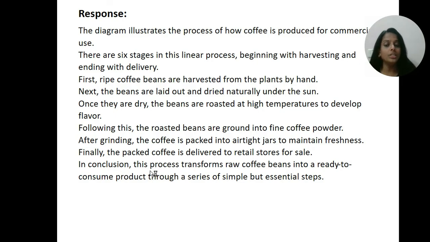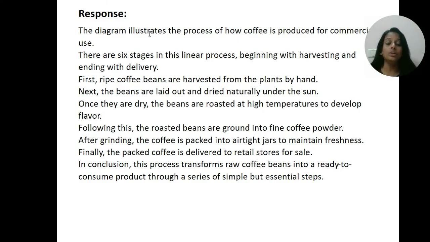In conclusion, this process transforms raw coffee beans into a ready to consume product through a series of simple but essential steps. Now you got it, right? Remember, we have used the SIT CP strategy here. So we have started with the title and then how many stages I have clearly mentioned there, and also about the process, right? Step by step. That's the core content. So what happened first, then, and later, and following the stages.